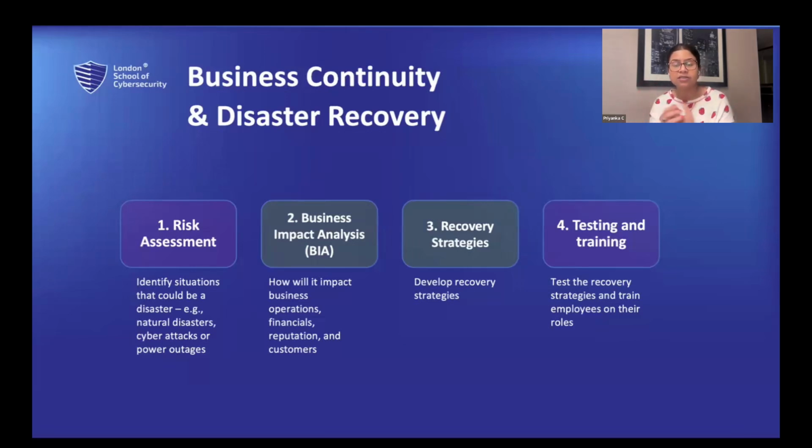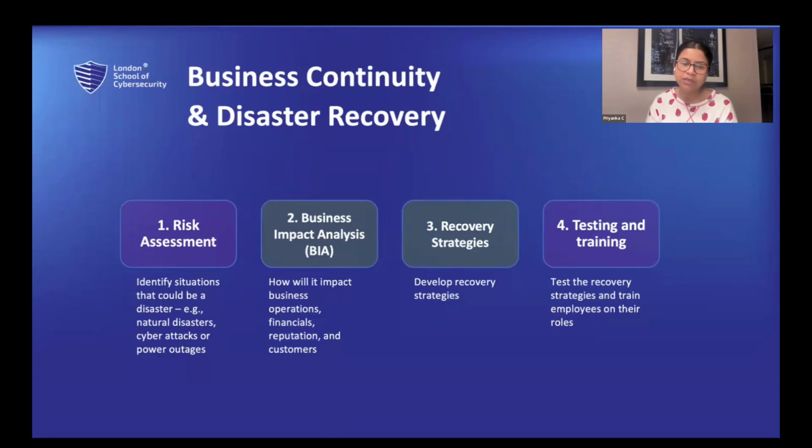Or let's say a natural disaster or your office not being available is your definition of disaster, and you say that if my office building is not available, then my people can work from home. So that's your recovery strategy, for example. And finally, similar to incident management or incident response control, you need to train your people on all of these strategies. You need to make them aware, and you need to test the plan to see that it will actually work when the disaster happens, or if the disaster happens, right?